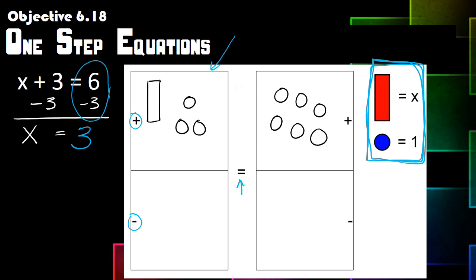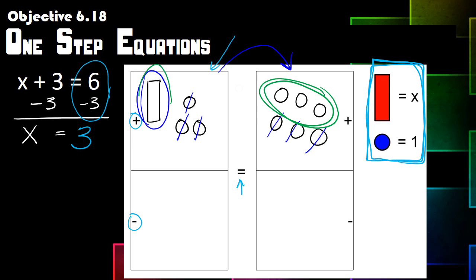Very nice. The way we're going to model this is that we need to get our variable x by itself. In order to get x by itself, we need to take away 3 from its side. So we're going to take away those 3 positive circles. And we know that whatever we do on the left-hand side, we need to do to the right-hand side. So we're going to take away 3 circles. And we're going to identify what is left here. We have 2 pieces that are left.